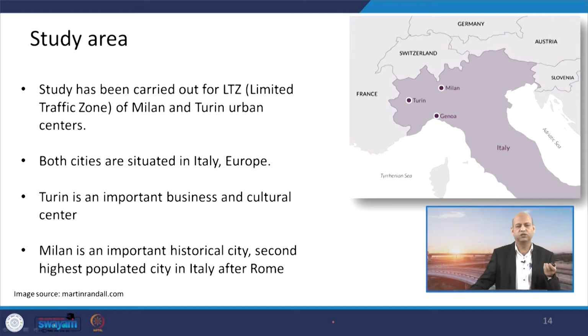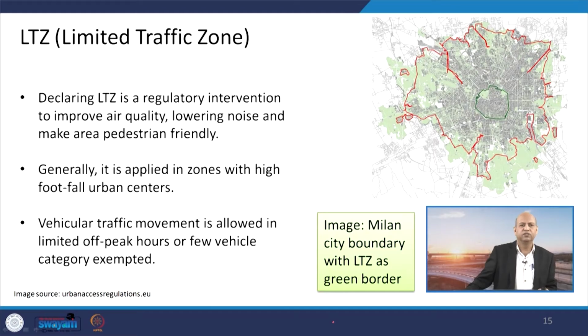These two cities also have certain characteristics. Turin is important from a business and cultural point of view, it is a center for that, and Milan is a very important historical city of Italy, and it has the second largest population after Rome. As I said, limited traffic zones are declared by regulatory agencies, and some interventions are there. The target is basically to improve air quality, lower the noise and make the area pedestrian friendly. So, those are the basic goals, aims and objectives.